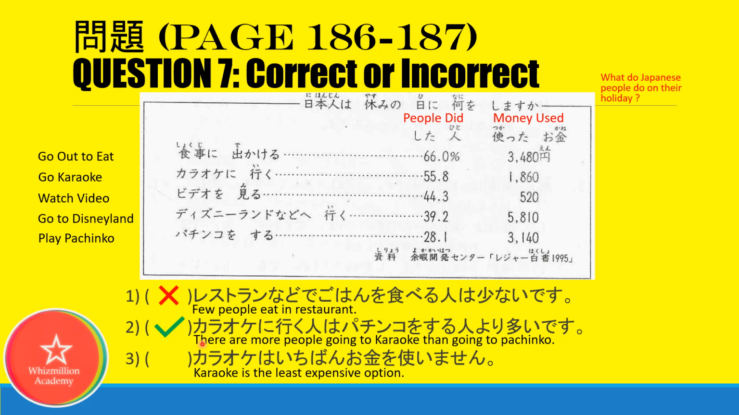Question number 3. カラオケは一番お金を使いません。Karaoke is the least expensive option. If we look here, the least expensive is actually watching videos, not going to karaoke. So video miru is the cheapest option. Alright, so this statement is wrong. False.